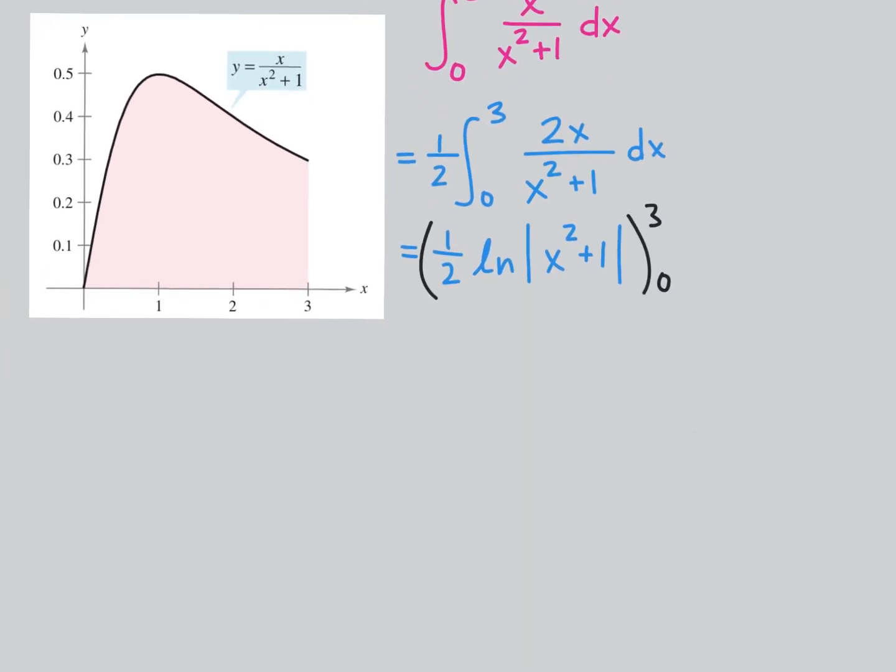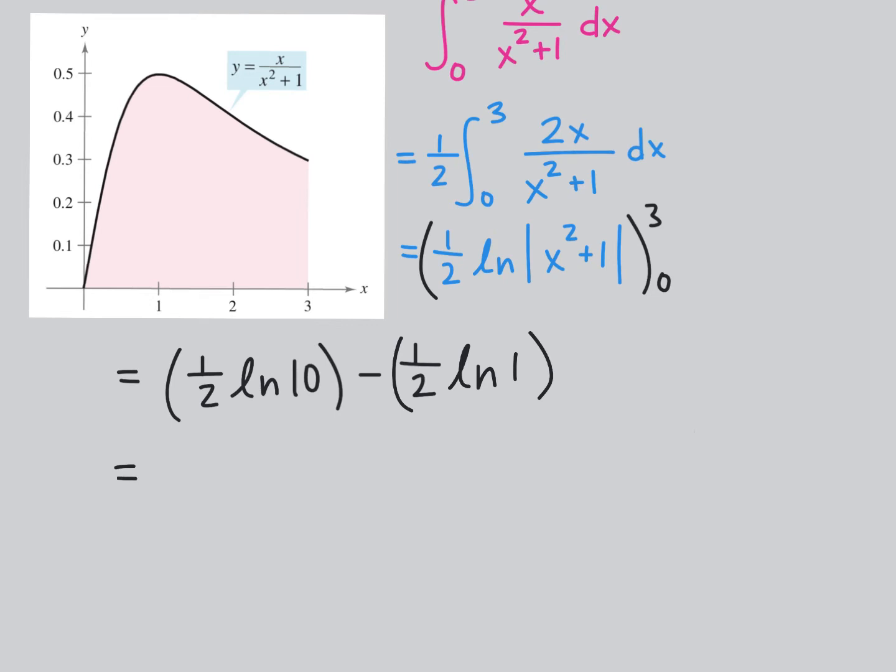Recall the first fundamental theorem of calculus tells us we need to first plug in 3, so we'll have 1/2 the natural log, and then I don't need the absolute value anymore because this will be a positive number. This will be 10 when we plug in 3. And then minus evaluating at our lower limit of integration, which is 0. So if we plug 0 in here, we'll have 1/2 the natural log of 0 squared, 0, plus 1, which gives us the natural log of 1.